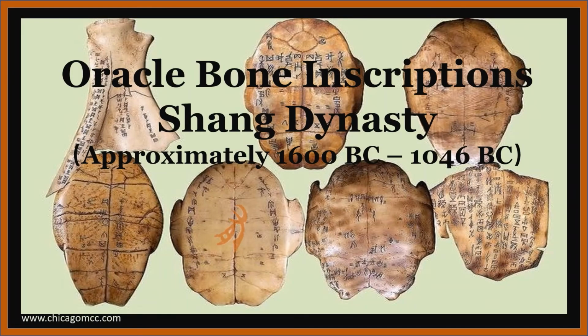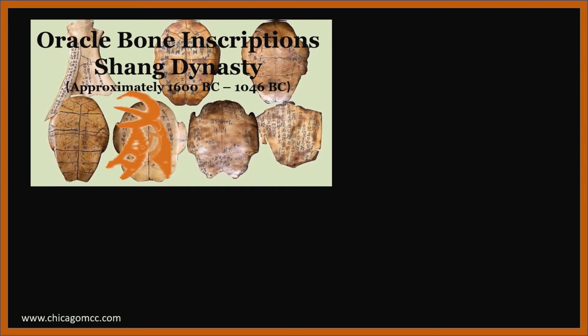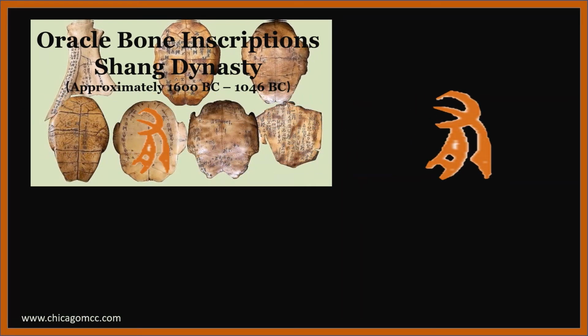The character 有 is identified from oracle bone inscriptions which are dated back to Shang Dynasty in Chinese history. The original shape of the character 有 looks like this. It is an upper and a lower structure.